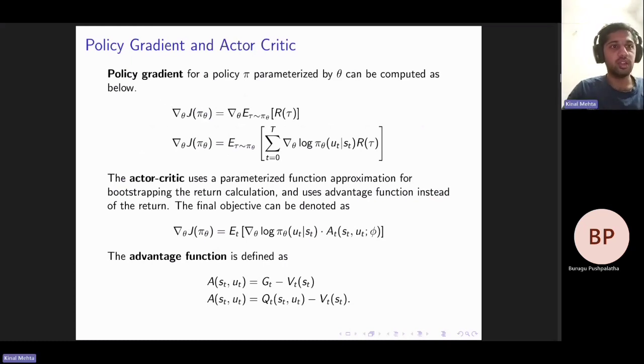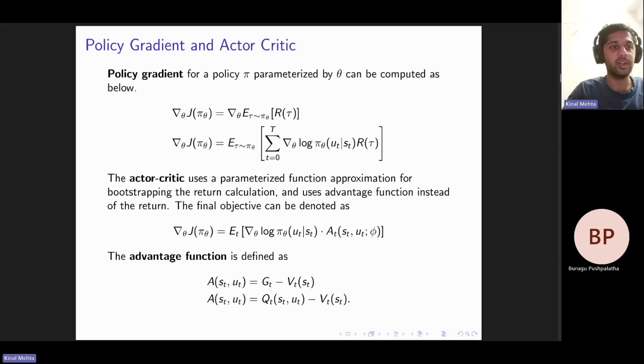So here the objective J pi of theta is the objective to maximize, given that we have a policy pi parameterized by theta. That is, we want to maximize the expectation, the expected return of the trajectory tau that can be sampled when we are following a policy pi of theta. Then we want to take a gradient with respect to it to optimize for the parameters theta. So that is the formulation.